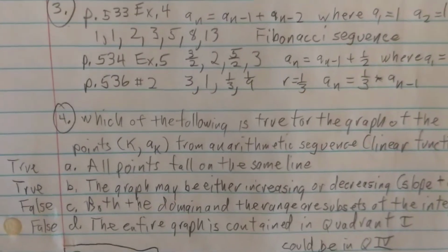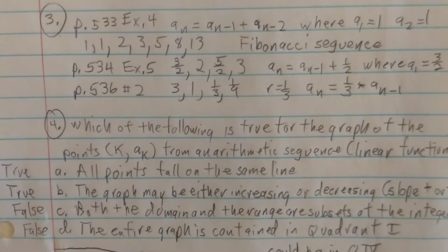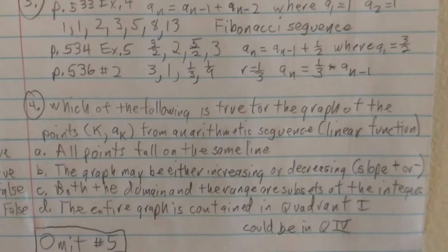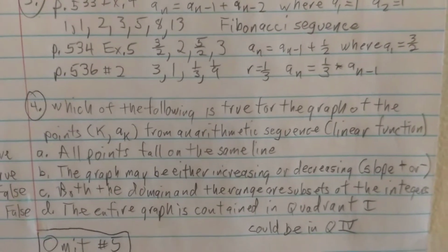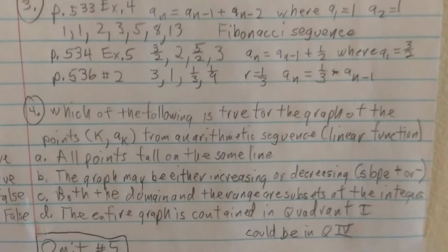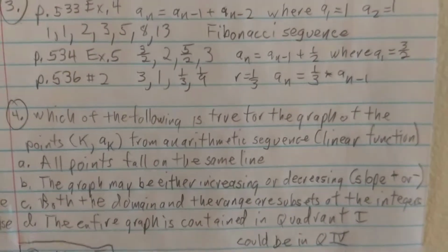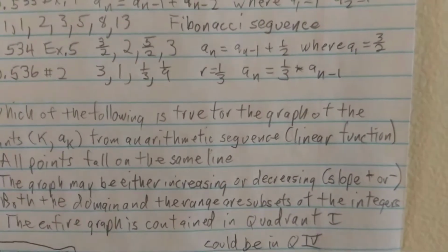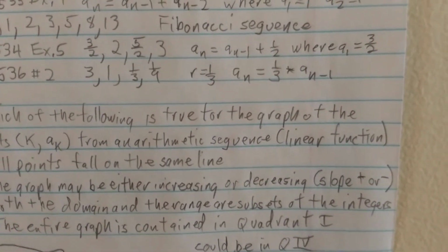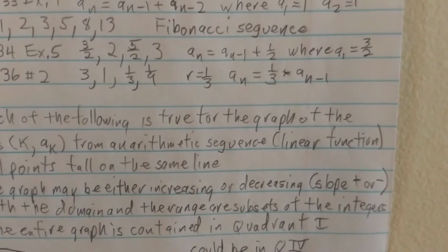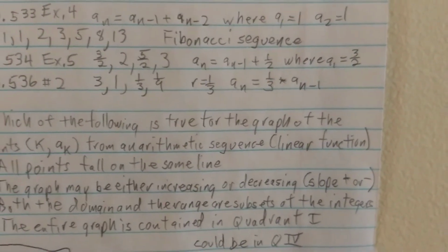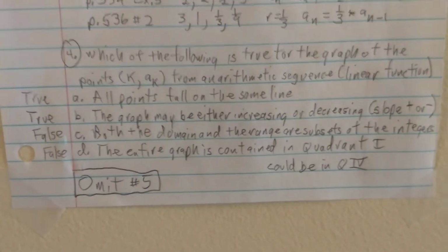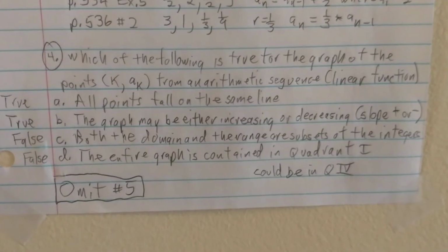Now, page 536, number 2, we have the sequence 3, 1, 1/3, 1/9, and there's no way we can add from term to term, so this is the multiplying factor. So we can take the second term over the first, 1 over 3, to find the r of 1/3, and then making this a recursive geometric sequence, we can say a sub n is 1/3 times a sub n minus 1, the last term.